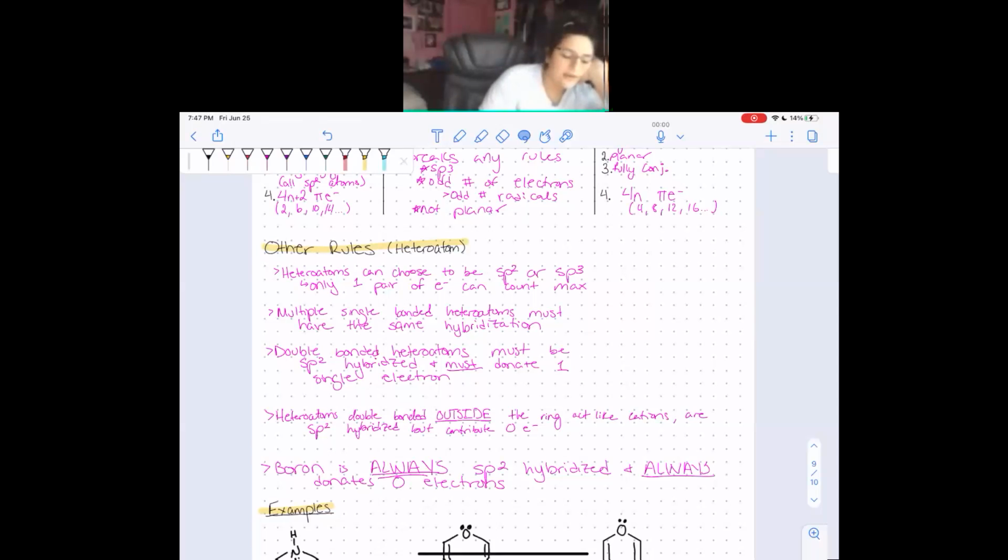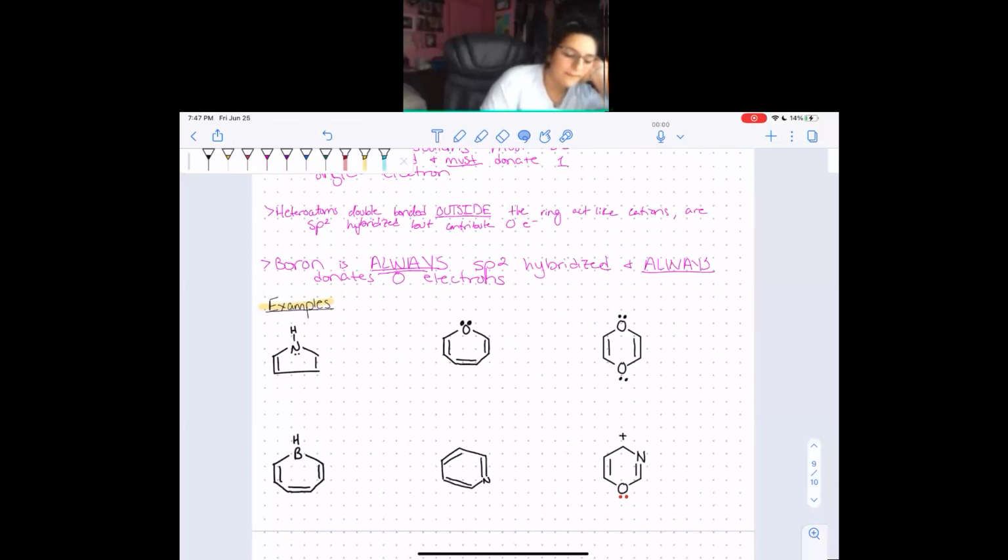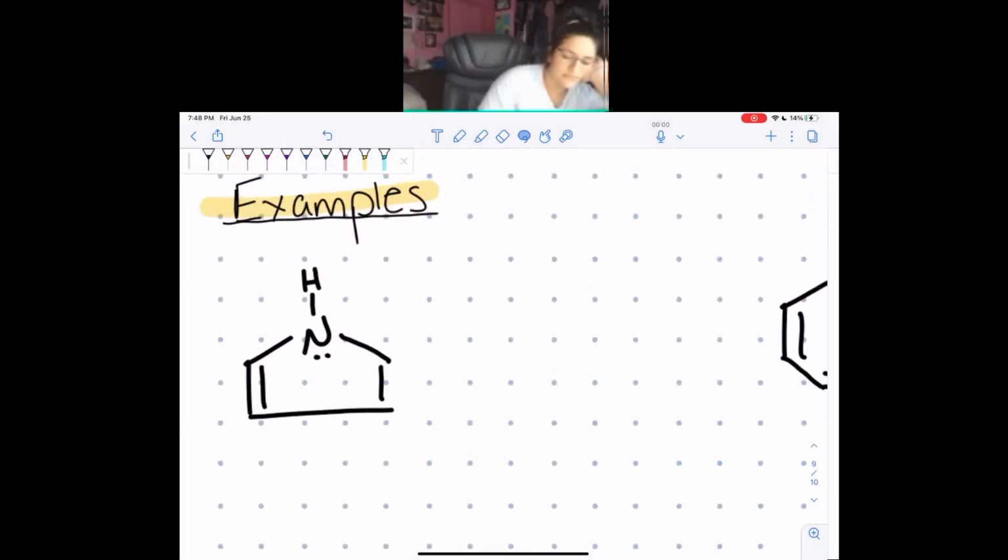Also note that if you have a heteroatom that's double bonded outside of the ring, it basically is the same as a carbocation. And just know that boron is always sp2. And now, what did any of the stuff I said mean? Well, let's do these examples. I, again, don't know why there's a bond missing. I don't know what I did when I made these.